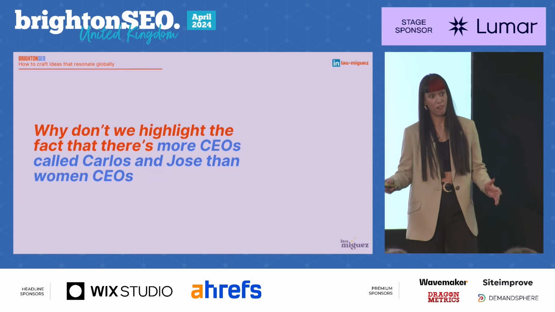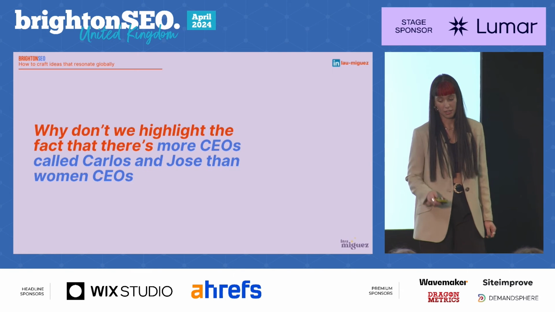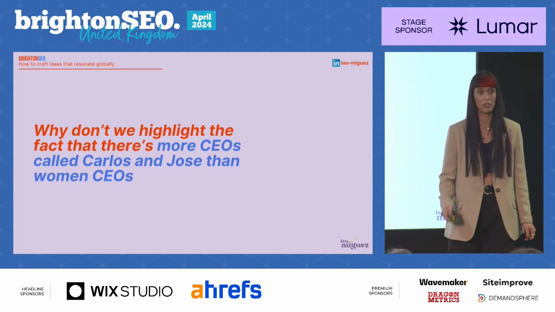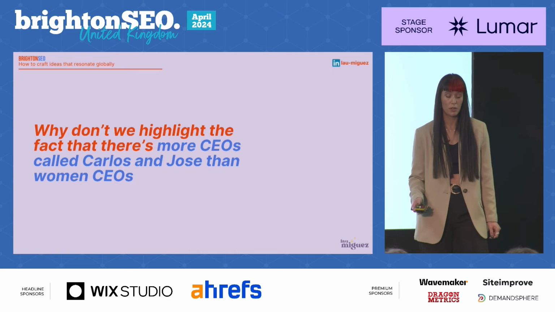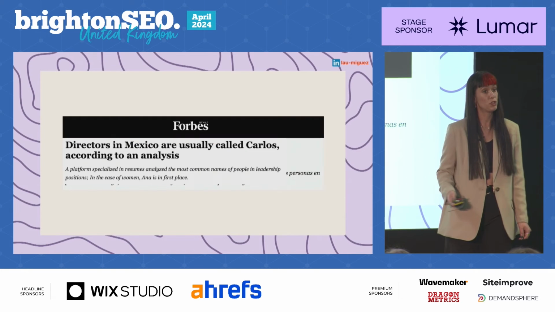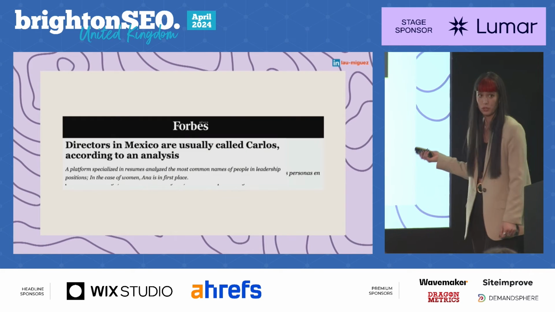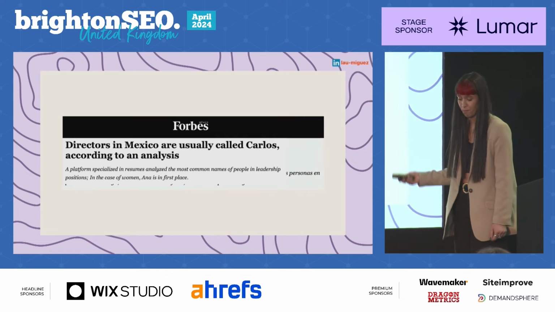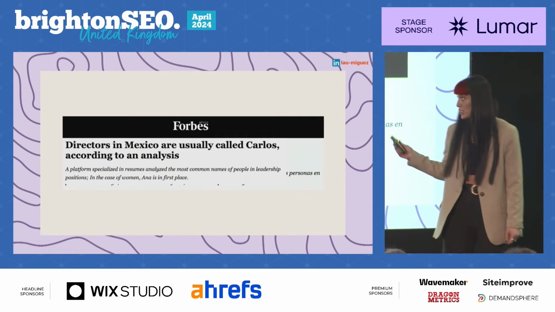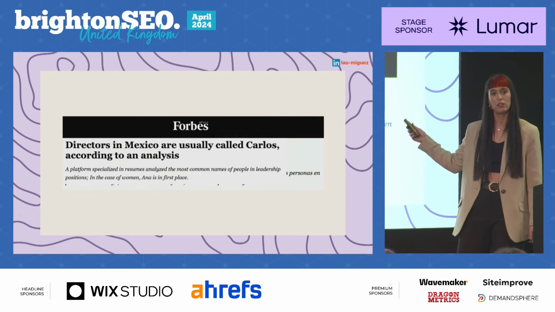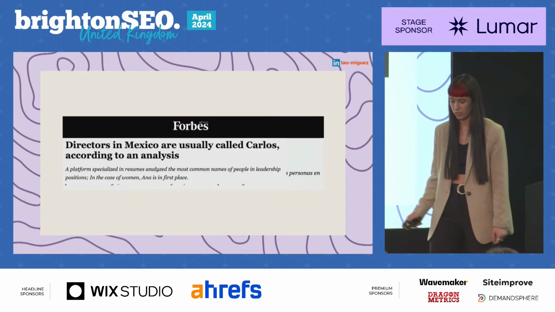So therefore, if we do a campaign that highlights the fact that there are more CEOs named Carlos and Jose than women CEOs, not only will people be interested in that, but journalists will be interested as well, which is what we want. So people will get engaged with the content, but we will manage to land our content in big publications.